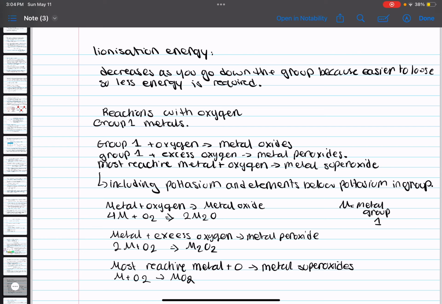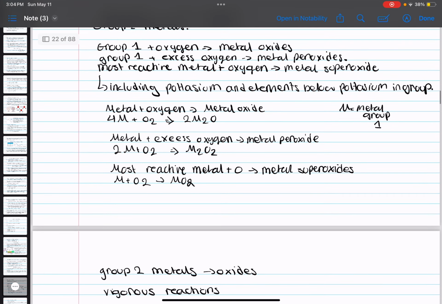So most reactive metals, we mean potassium and elements below potassium in group 1. Metal plus oxygen gives metal oxide, where M is the metal group, so it's like 4M plus O2 giving you 2M2O. And then metal plus excess oxygen gives you metal peroxide: 2M plus O2 giving you M2O2. It could always be multiples of this.